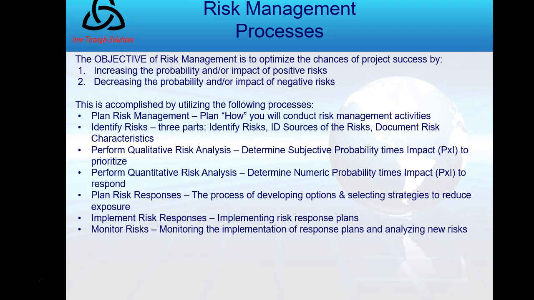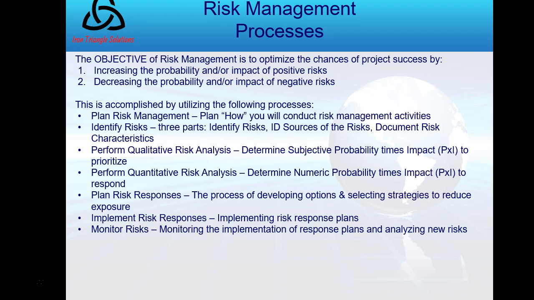So we want to increase the likelihood of positive risks happening and decrease or eliminate negative risks from happening. And we're going to do that through the following 6 processes. Like always in every other knowledge area that has a plan in the project plan, we will plan first. The exception is stakeholder management, where the first process is to identify stakeholders.